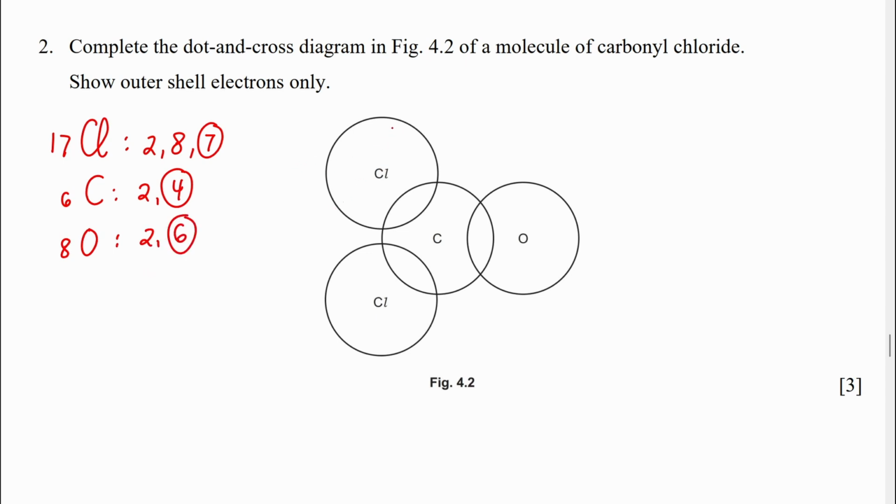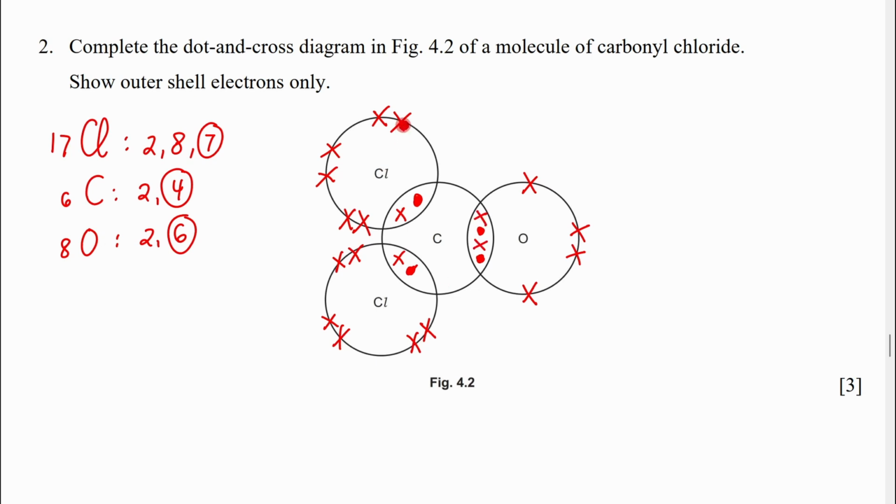Okay, so now let's draw for chlorine. So chlorine has 7. 1, 2, 3, 4, 5, 6, 7. Chlorine here is also the same. 1, 2, 3, 4, 5, 6, and 7. And carbon has 4. Okay, so 1, 2, 3, 4. And oxygen has 6 valence electrons. So 1, 2, 3, 4, 5, and 6, right?